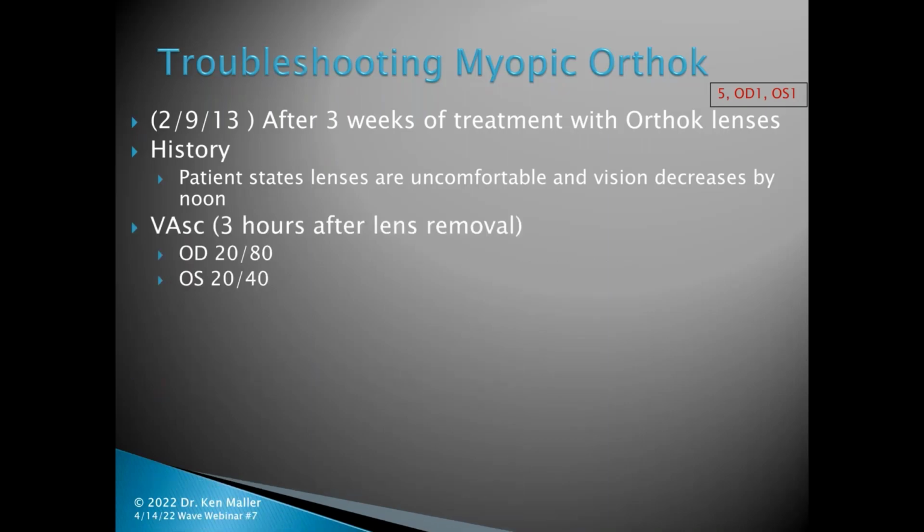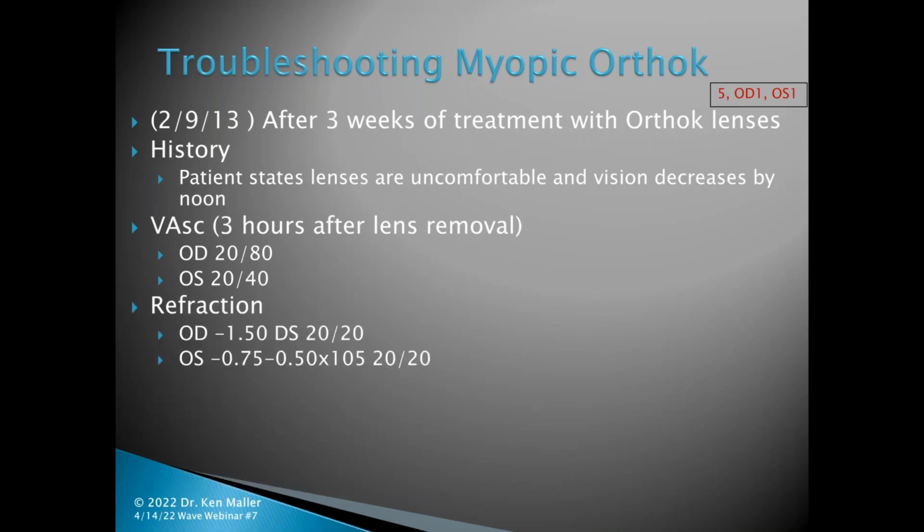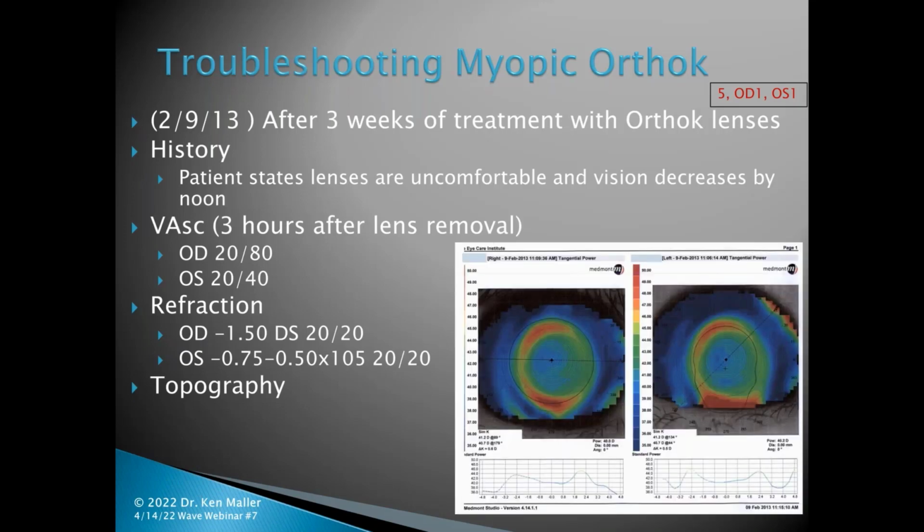Uncorrected vision after 3 hours, we could see the right eye is not doing very well at all. He's at 20/80, and the left eye is at 20/40, so that's not very good either in terms of his uncorrected function. Refraction that day was -1.50 in the right and about -1 in the left. Topography that day, the left side is the right eye and the right side is the left eye. And again, we can see a little bit better formed reverse curve, but it does appear to be relatively well centered on the pupil that's indicated on the Medmont topography here.